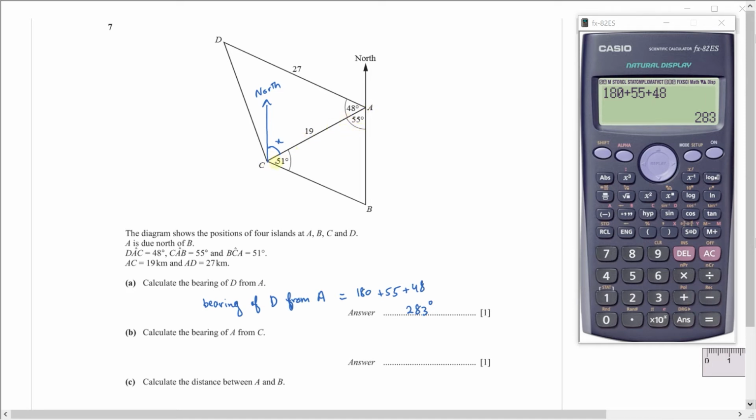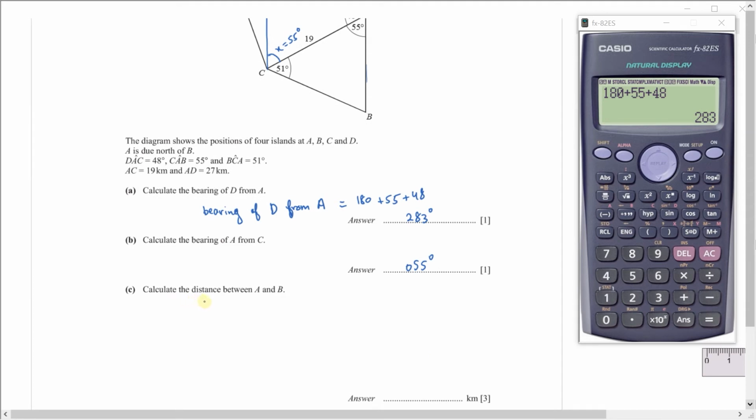Line AC passes through these two parallel lines. And remember, this is one straight line because B is south of A. So this full line and this blue line that I have drawn are parallel. And angle CAB and angle X are alternate angles. So the bearing of A from C will be simply this angle, 55 degrees, because X will be 55 as well because of the alternate angle property. So the bearing of A from C is 055 degrees.